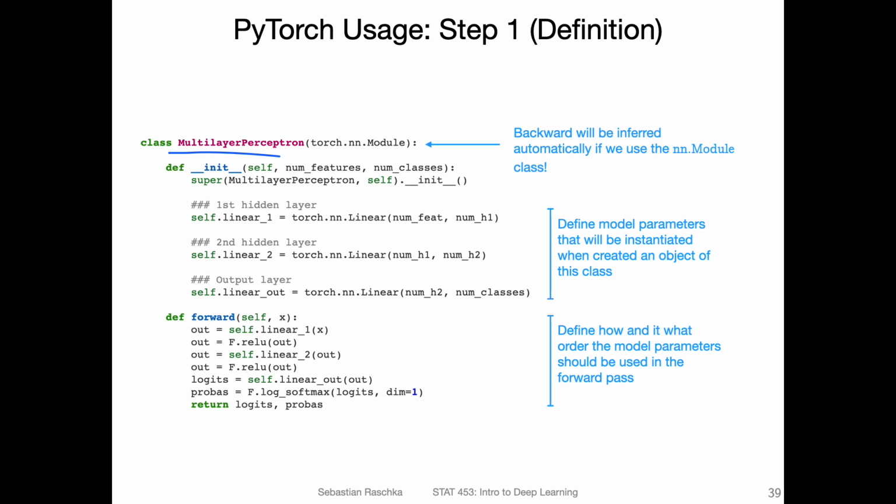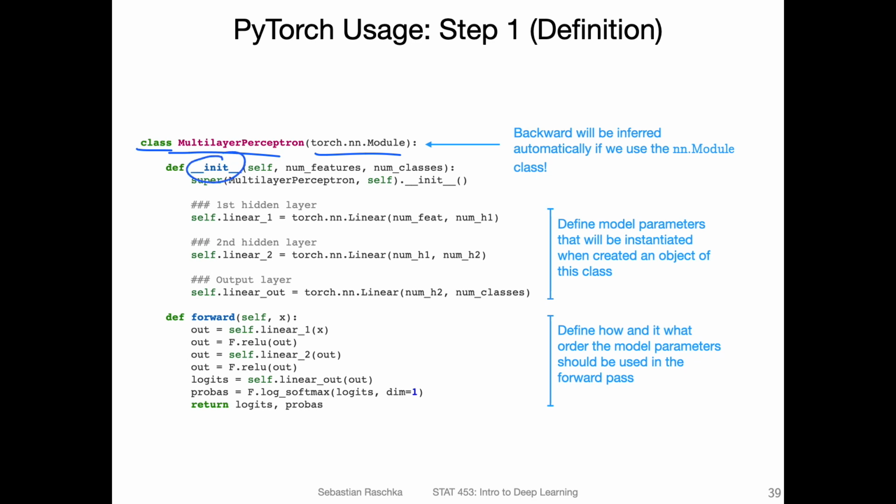So there's this general template that you can think of, where we usually use a class to define the model, and then for this class we inherit from torch.nn.Module. So this gives us certain convenience functions automatically. So this is usually how we set up a network in PyTorch.